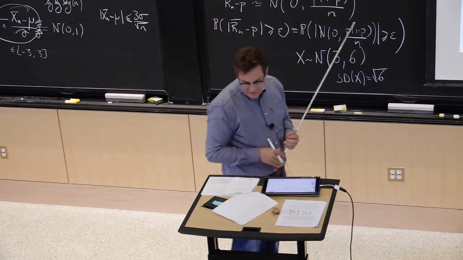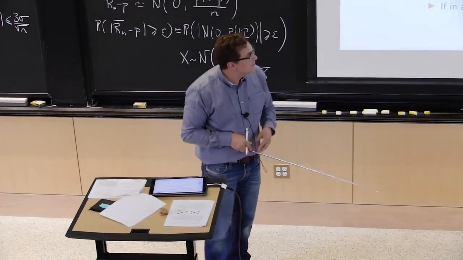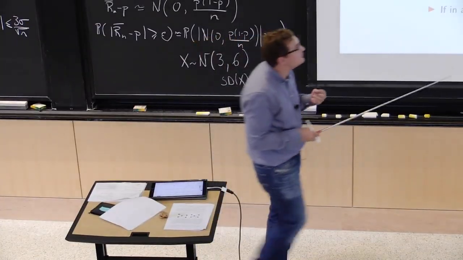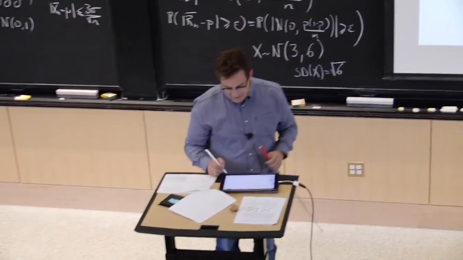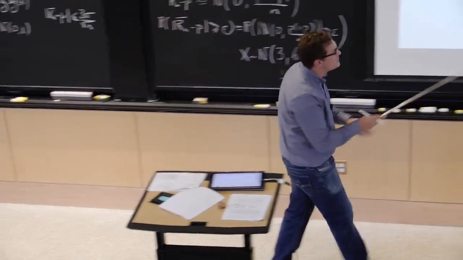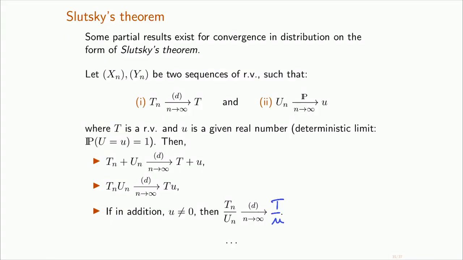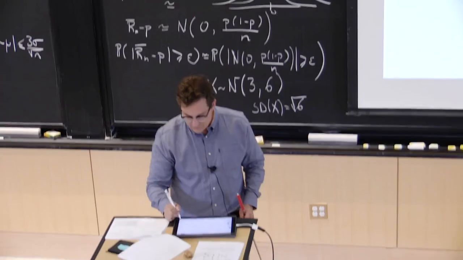And so that's basically what Slutsky is telling us. It tells you that you can do it if and only if essentially one of the limits is just a deterministic number. And if you think about it for one second, this would not make any sense if u was not a deterministic number. This neither.